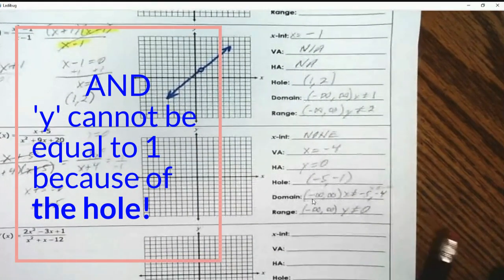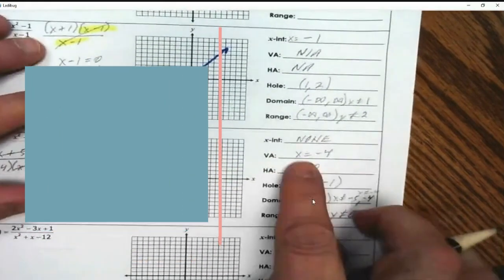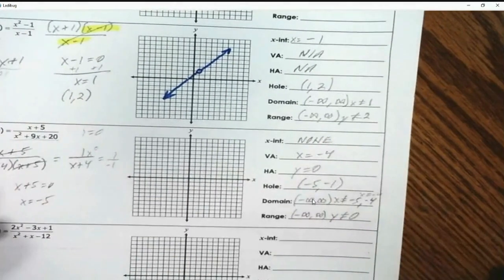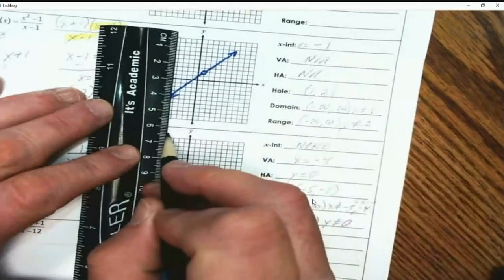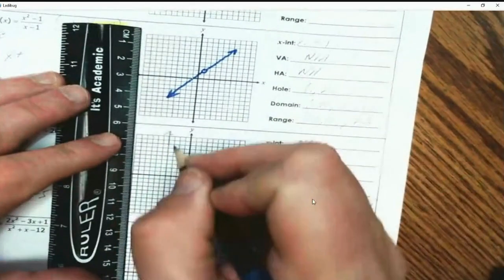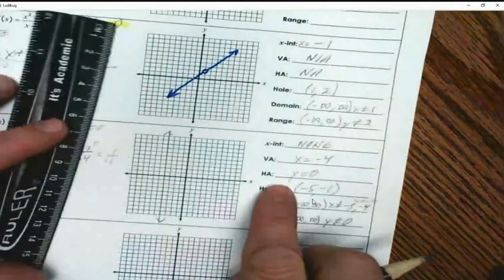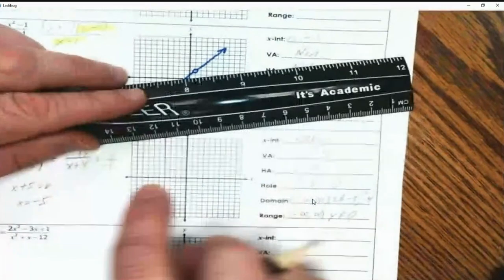We'll put it on here. Well, let's see. Let's write our parts. Vertical asymptote at x equals negative 4. So we're back to the same vertical that we had before. So that's our vertical. Horizontal at y equals 0, which is just the x-axis.